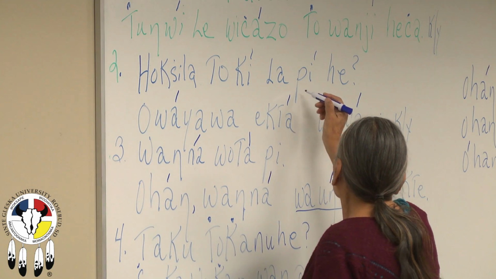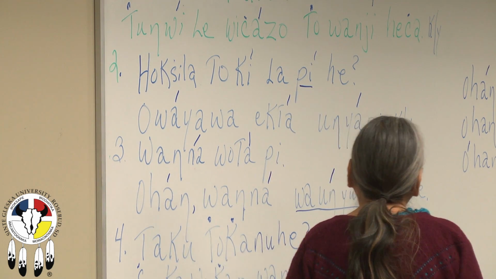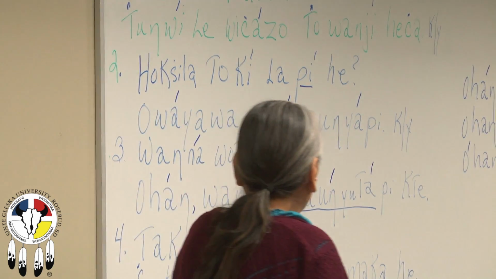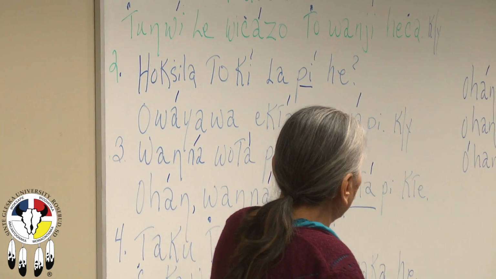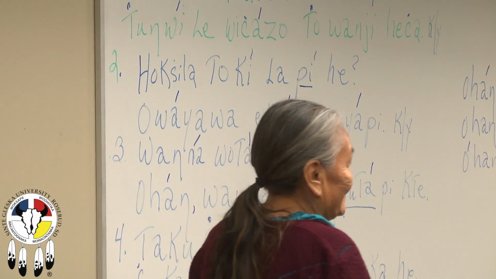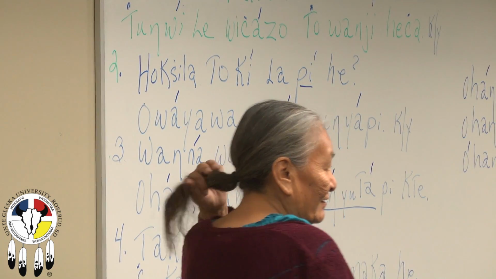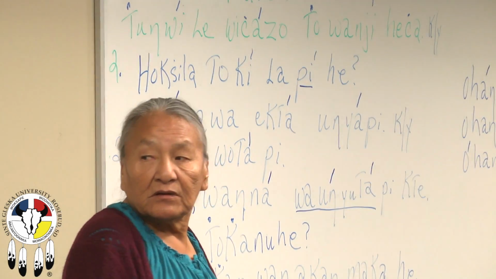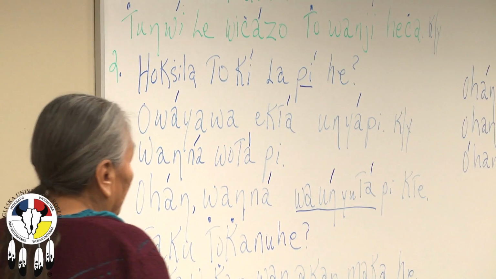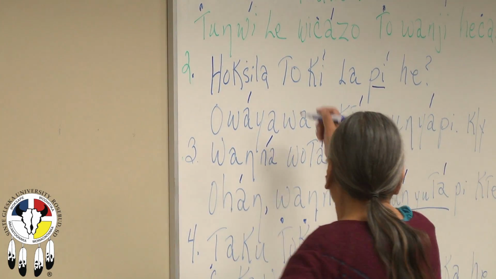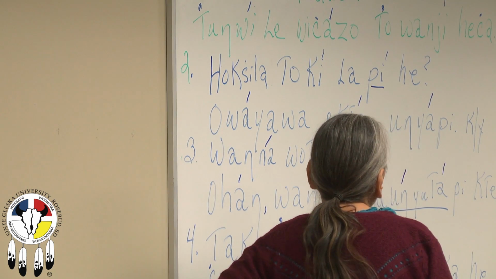The pi means I'm talking to a group of boys. But if I was talking to one boy, I would say, Hokshila, toki lahe. That's that conjugation. But when I'm talking to more than one boy, you don't add the S's on there. So it's Hokshila tokilapi he.